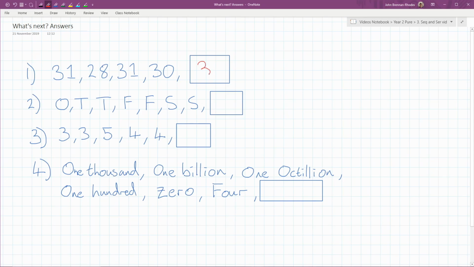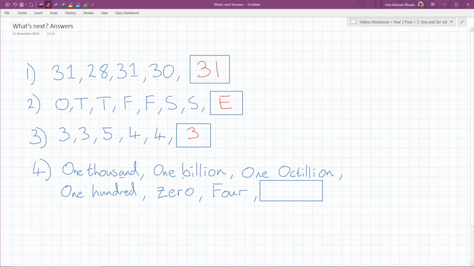The first one is 31. It's the number of days in each month: January, February, March, April, May. Obviously not in a leap year. The answer to this one is E. 1, 2, 3, 4, 5, 6, 7, 8. The first letter. The answer to this one, 1, 2, 3, 4, 5, 6, the number of letters in each name of the numbers. And this last one, pretty tough.